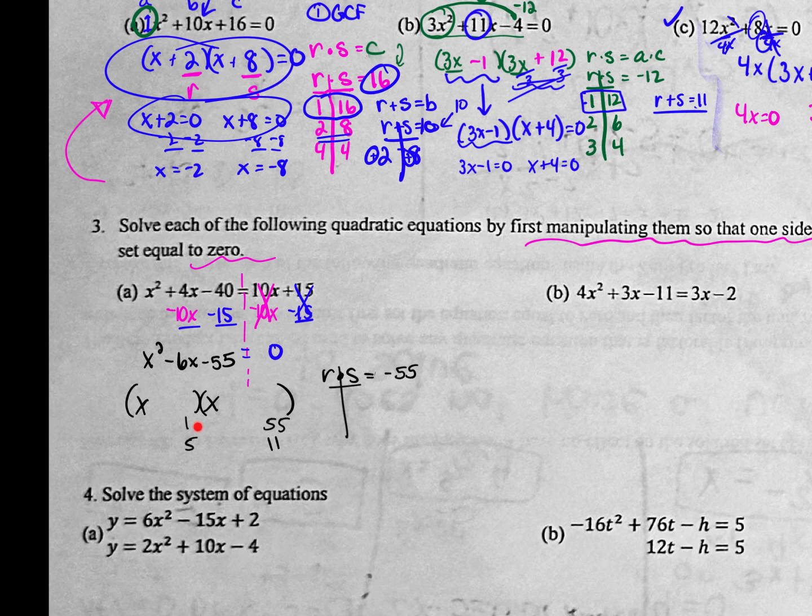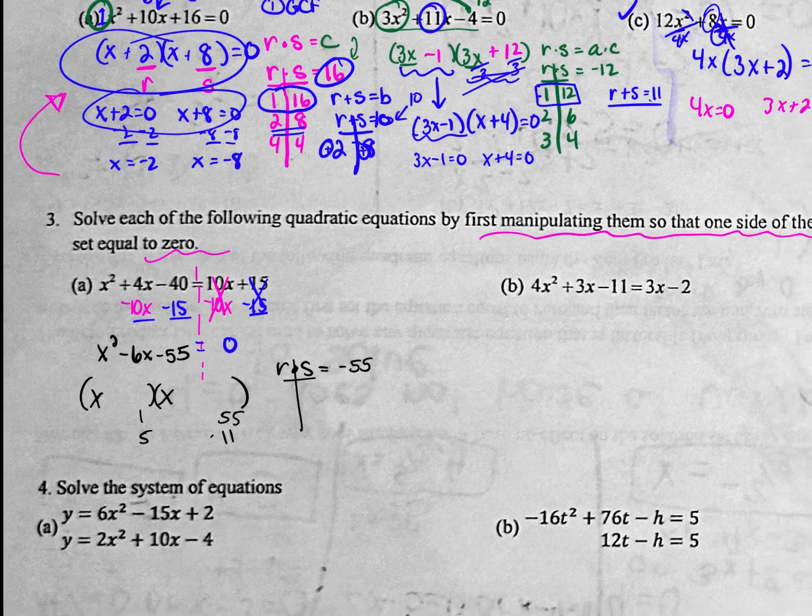And then they look for the pair that add up to this -6. You may have to adjust your signs, but I think this 5 and this -11 would add up to that. So that's probably your pair, once you make that negative. But now you just factor it and set each factor equal to 0, and you'll have your answers.